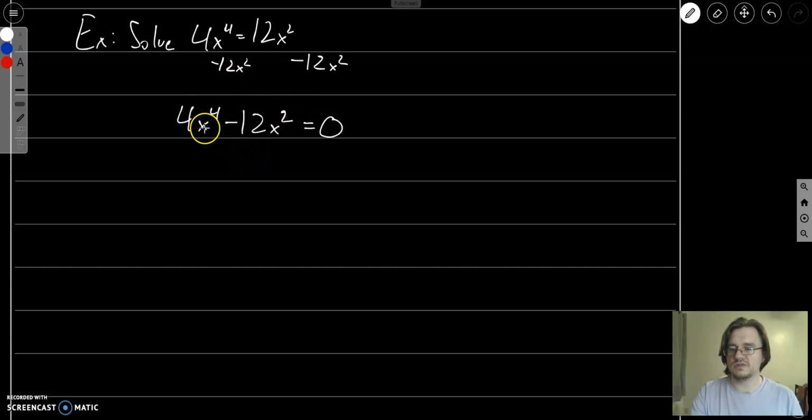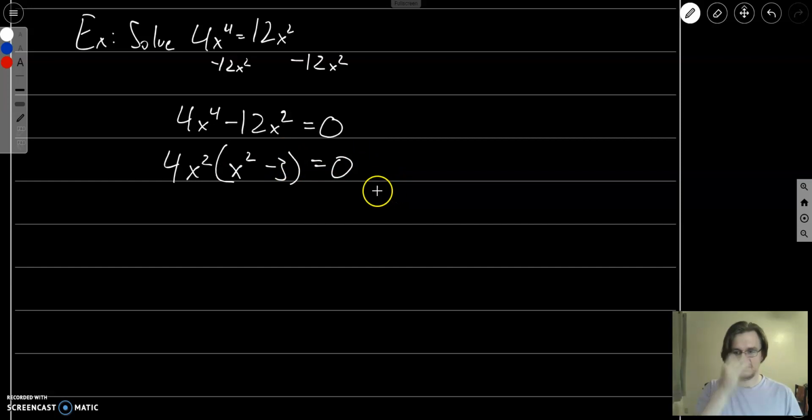Now notice this can factor pretty well. First and foremost, I have a 4 and a 12, so I can pull a 4 out of both of these. Also, I have an x to the fourth and an x squared, so I can pull out two factors of x. What I'm left with in the first term, I've pulled out the 4, I've pulled out two factors of x, I'm left with another two factors of x. In this one I have negative 12. When I pull out the 4, I'm left with negative 3. And when I pull out the x squared, there are no x's left. So ultimately I can factor this quite nicely.